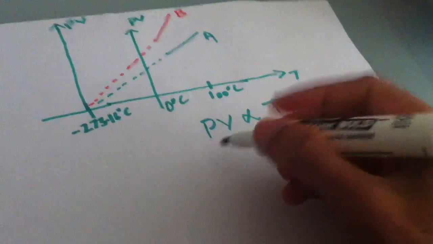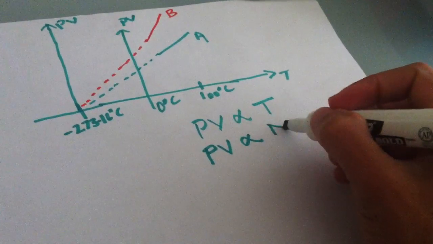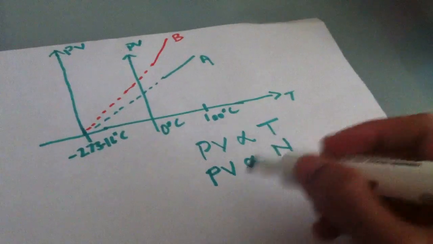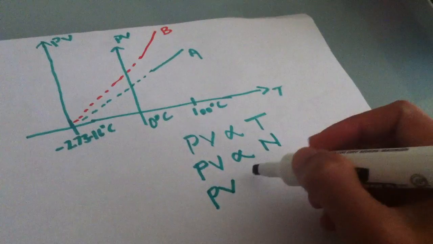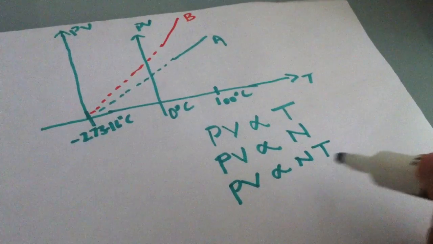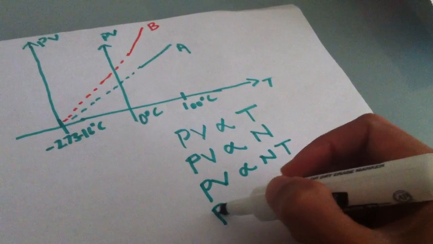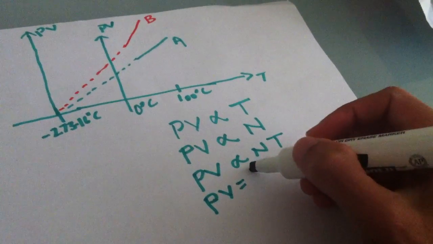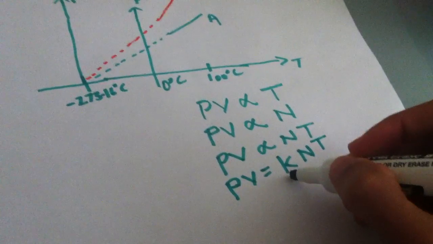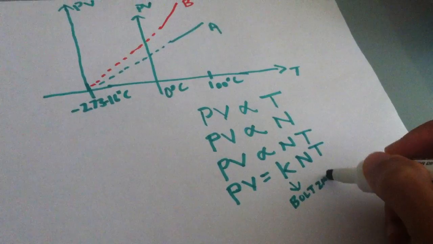And so if I denote the number of molecules of the gas by the capital letter N, then I can also write this expression: P times V is proportional to N. So I can combine these two and write down that P times V is proportional to the number of molecules of the gas multiplied by the absolute temperature of the gas. Or I can introduce a constant of proportionality and say PV equals k times N times T, and this constant of proportionality is called the Boltzmann constant.